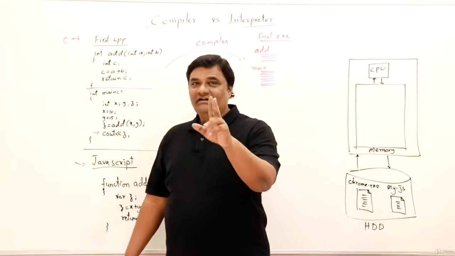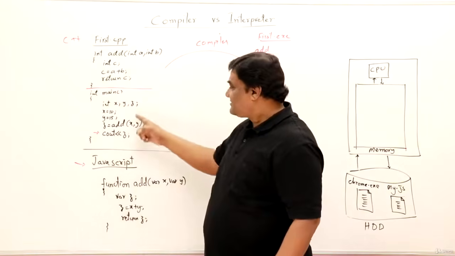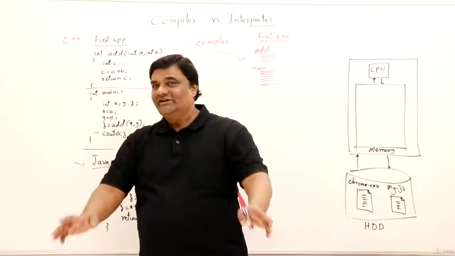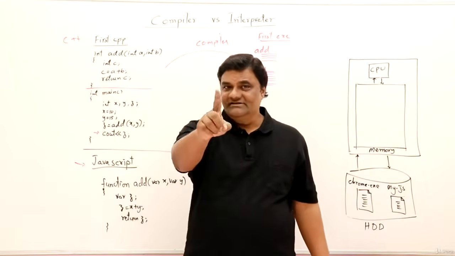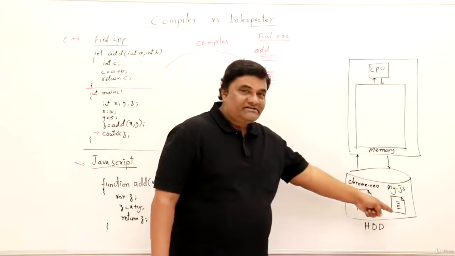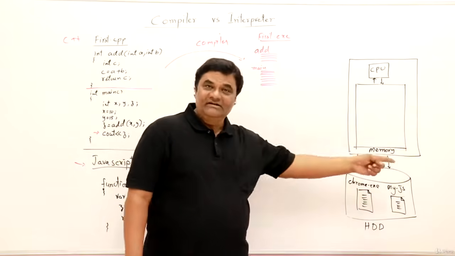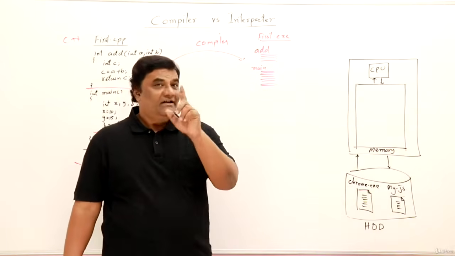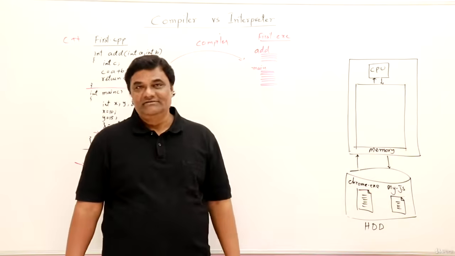Third difference, once translated into machine code, now you can run it as many times as you want, you don't need the compiler. Translation is done only once. But here, whenever you want to run JavaScript, you should call Chrome. Chrome will run it. Every time it will translate. So if n times you are executing, n times translation will be done.